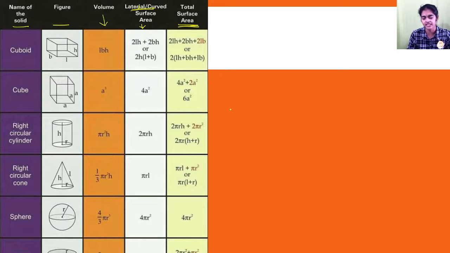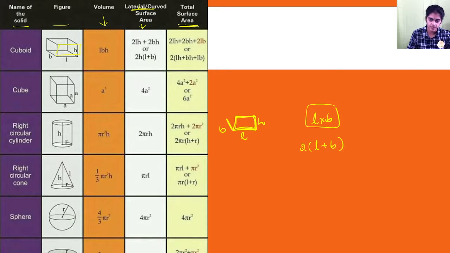Just now I told you for a cuboid, if I only consider this part, it is a rectangle. This is length L, and this is breadth B. If I consider this rectangle, see here, what is the area of rectangle? Length into breadth. Area of rectangle is length into breadth. And the perimeter of a rectangle is 2 into (L plus B). Okay, so here, just see.